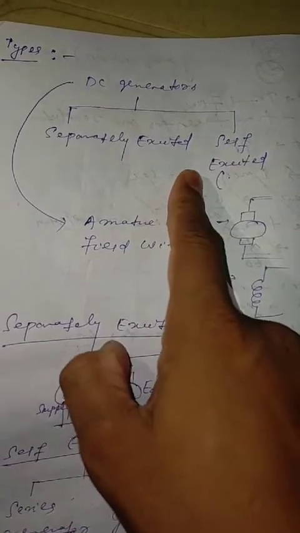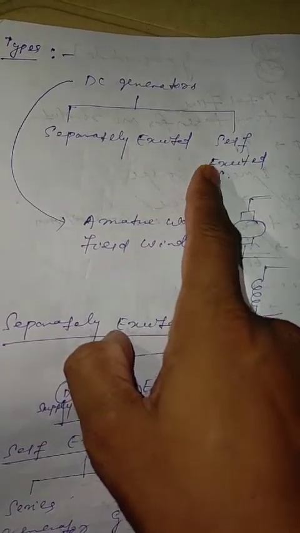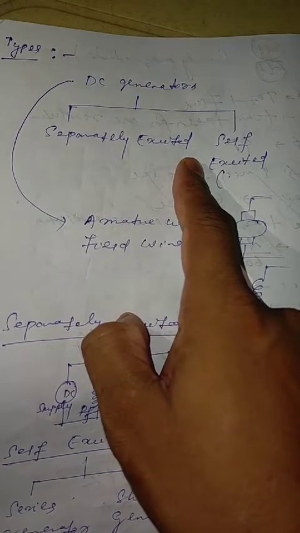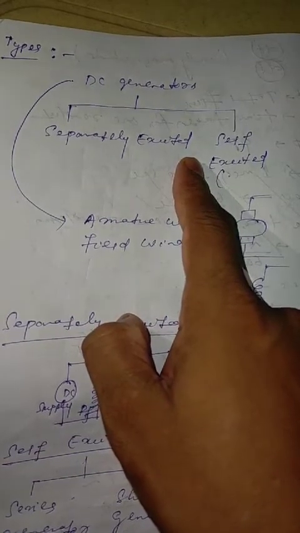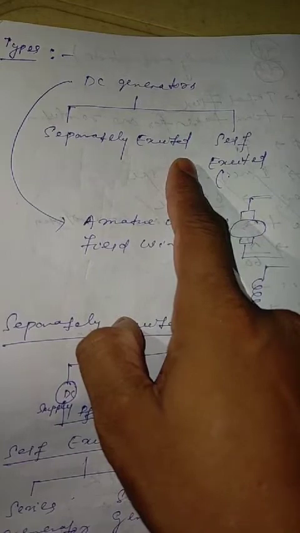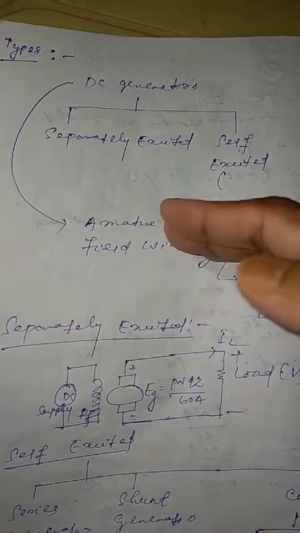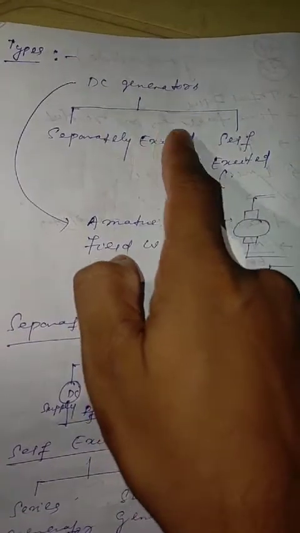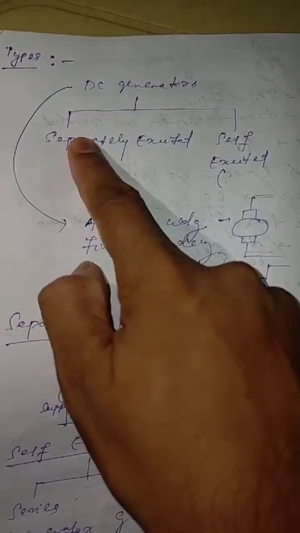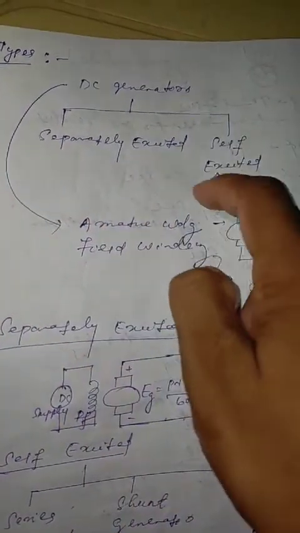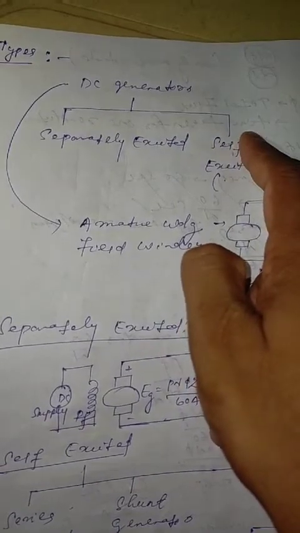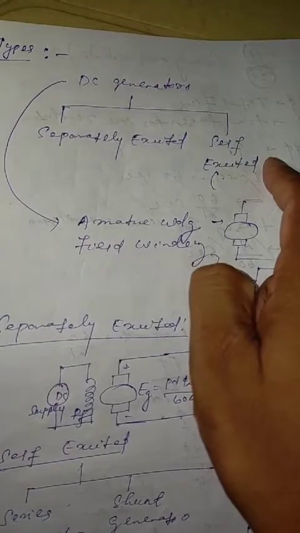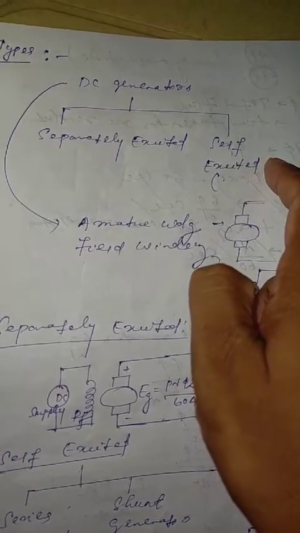Next we will understand the different types of DC generators. What do we mean by types of DC generator? The types mean how the stator field winding is excited. If we excite the stator field winding by a separate DC supply, then that DC generator is said to be separately excited. But if the stator winding is excited by the generator itself, then it is known as self-excited. How it is created, I will tell you.